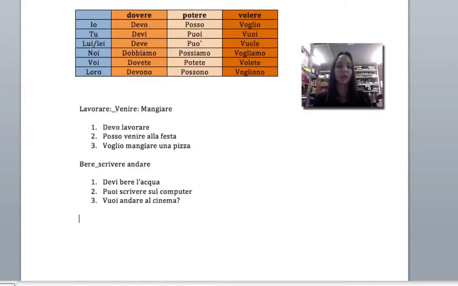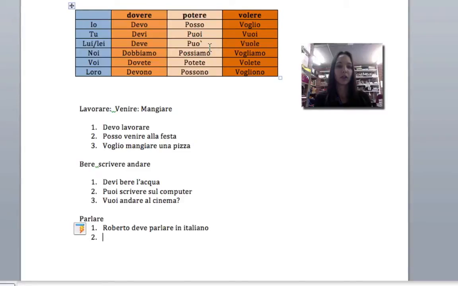Okay, let's try one with he or she. Roberto has to speak in Italian. So to speak is parlare, and has to for he or she is deve. So Roberto deve, we just copy out the infinitive, parlare, and the rest of the information in Italiano.